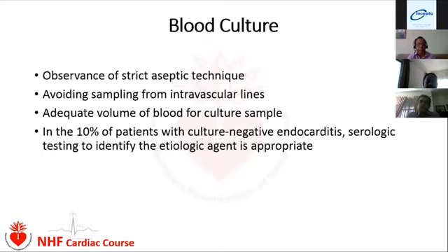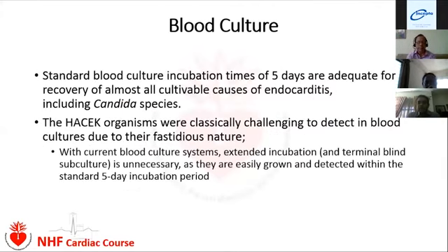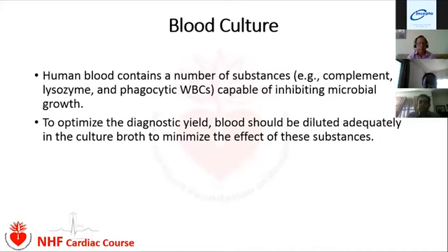So to draw the blood, we must observe strict antiseptic techniques. We should avoid sampling from intravascular lines, which we frequently do. Adequate volume of blood for culture has to be taken, that is 10 ml for each bottle. Standard blood culture incubation time of 5 days is adequate for recovery of almost all cultivable causes of endocarditis, including the HACEK organisms and Candida.